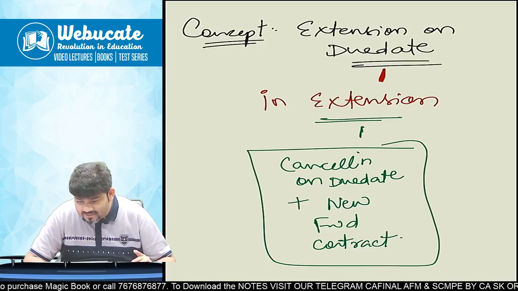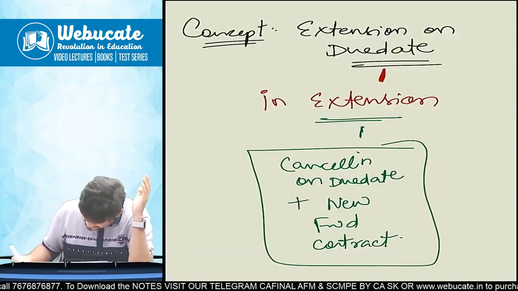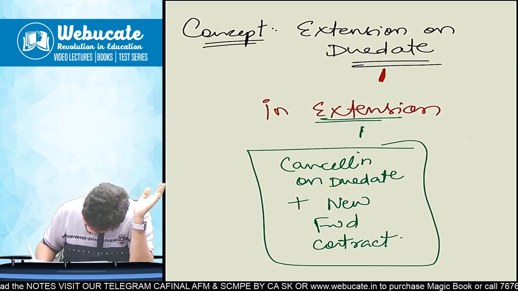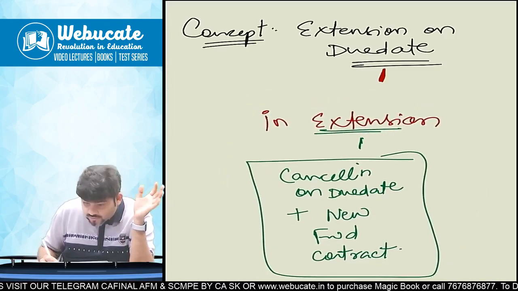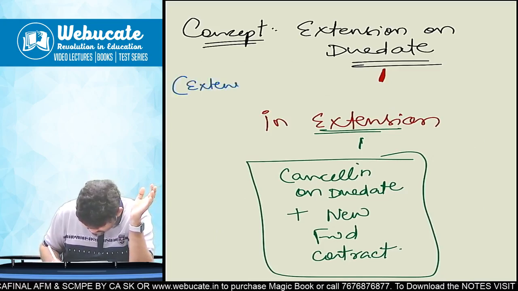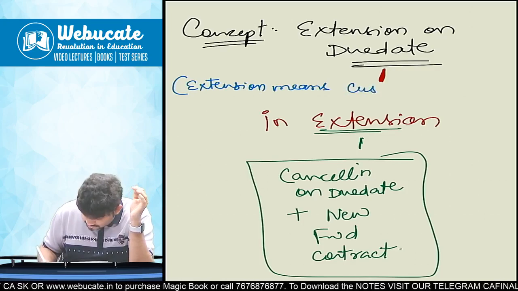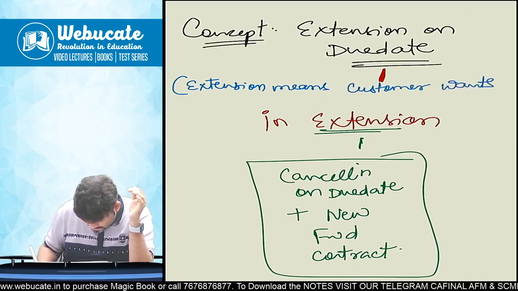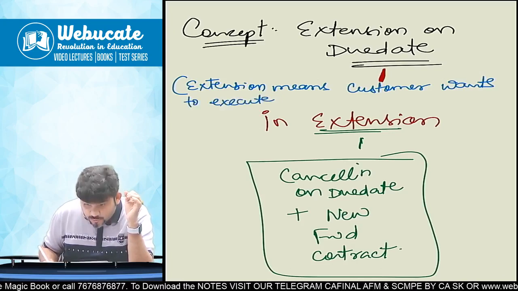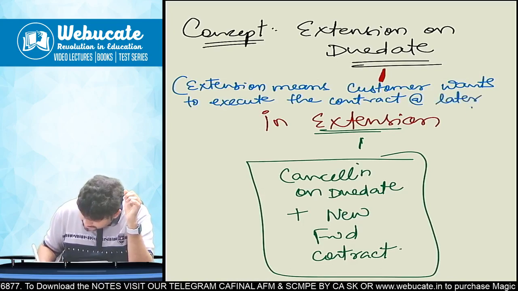What does extension mean? It basically means that customer wants to execute it at a later date. Fair enough. No problem. We can write if you want. What happens in extension we have written. What is extension you want? I can dictate it to you. Write up: extension means customer wants to execute the contract at later date.